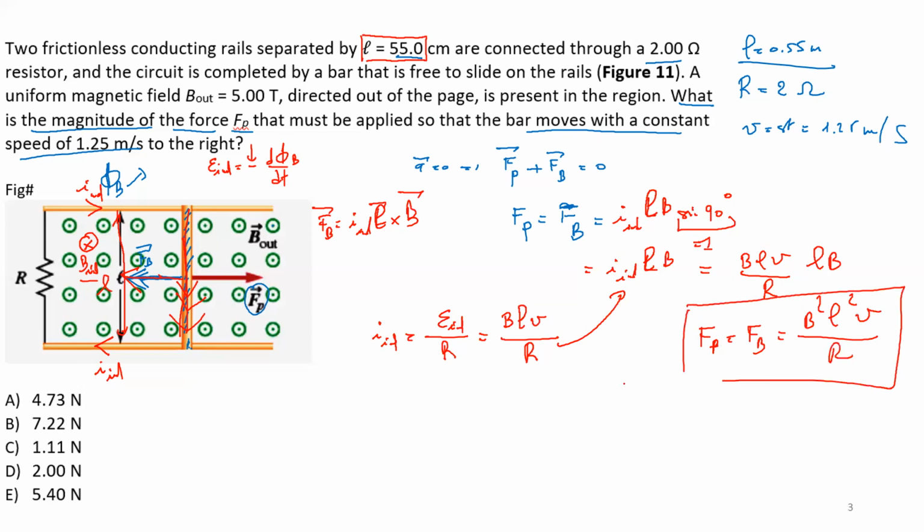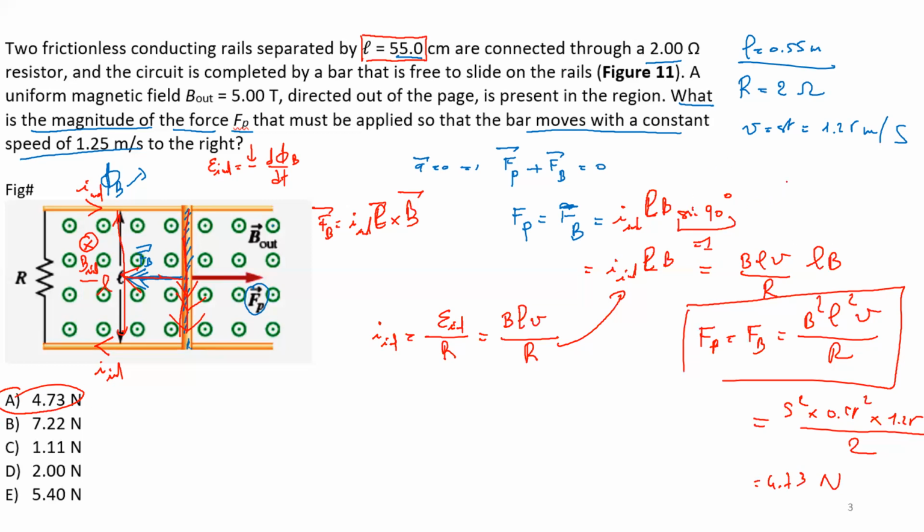Okay, so I know everything. B is 5, squared, L is 0.55, squared, V is 1.25, and I divide by the resistance, which is 2. How much do you get? Of course, you get 4.73 newtons. Okay, the first answer. And we solved this in class already.